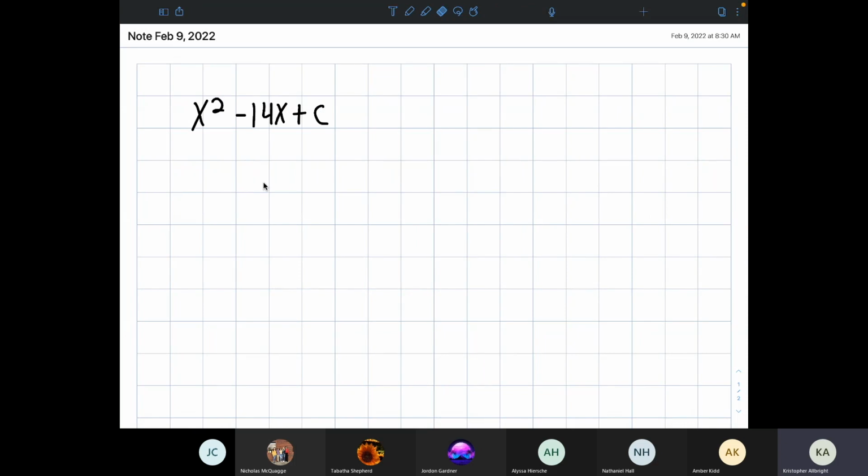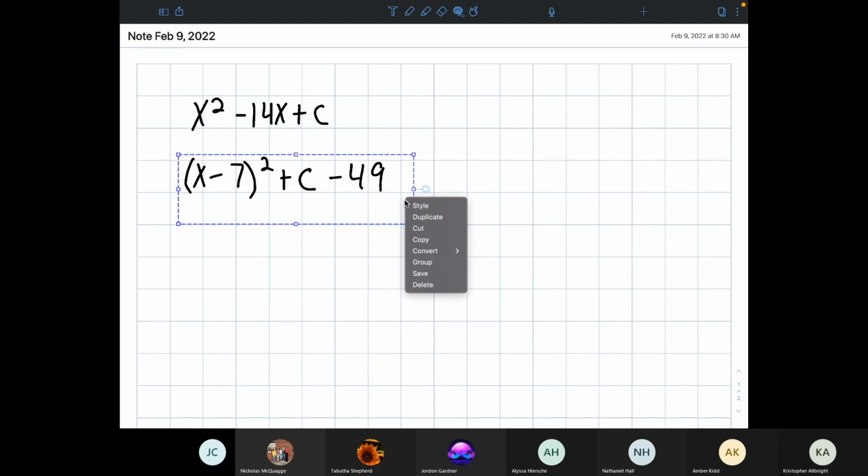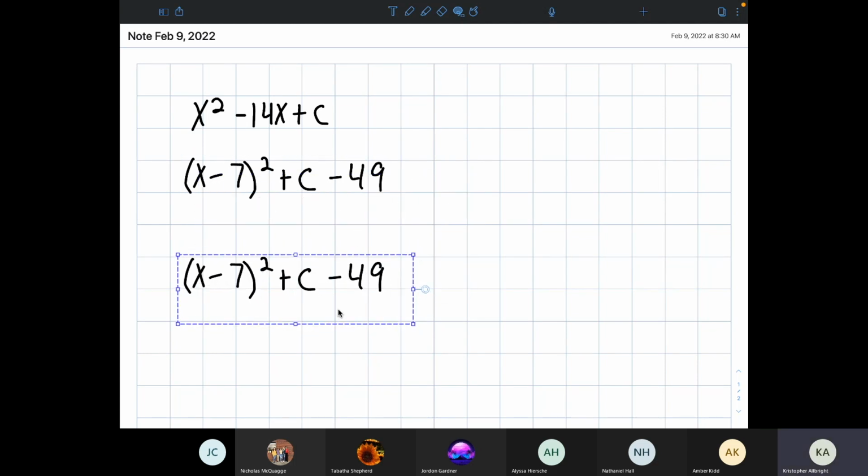So again, completing a square. We're going to take a problem that looks like this and then turn it into something that looks like this. The reason for this is that we can take the square root of the first bit here and we can apply the completing the square process. And that is doing this.